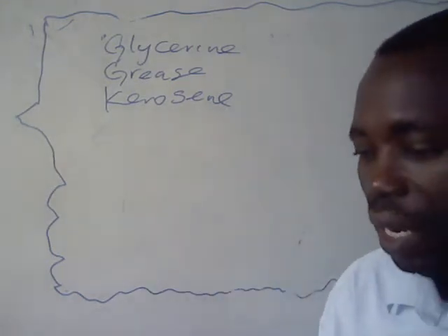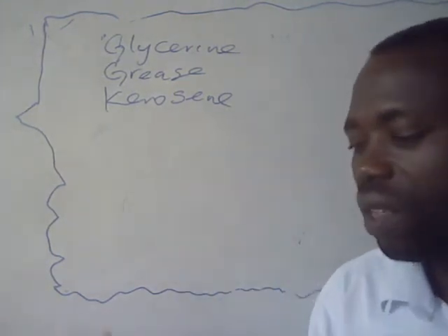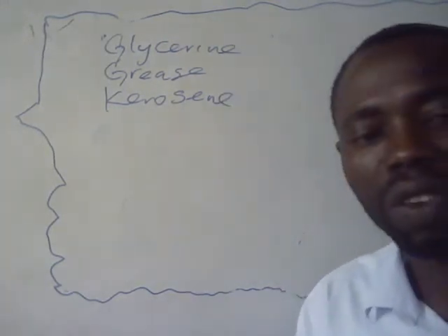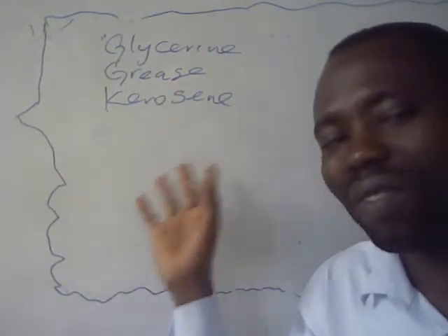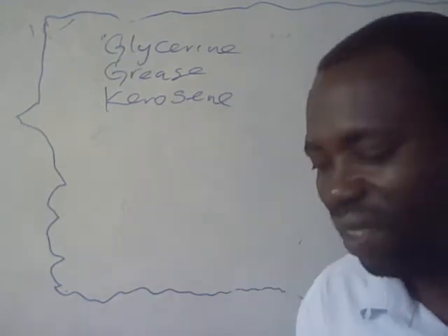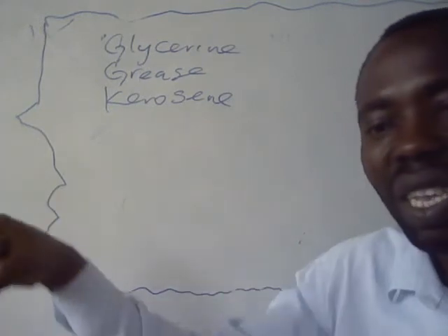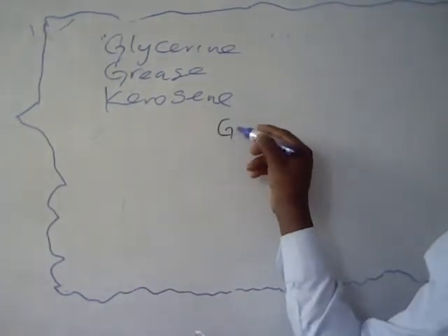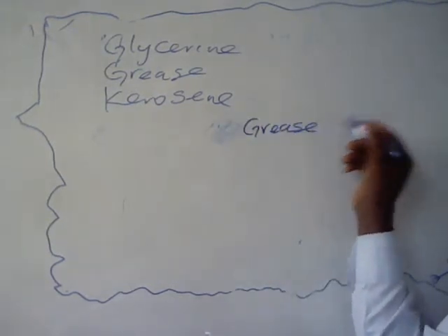So we should arrange them in order of what? Increasing order of viscosity. That is, from the one that is least viscous to the moderate one, then to the highest one, the one that is most viscous, that is thickest. If you pour grease from its container, it comes out slowly. So grease will be the most viscous. So grease is the last one.